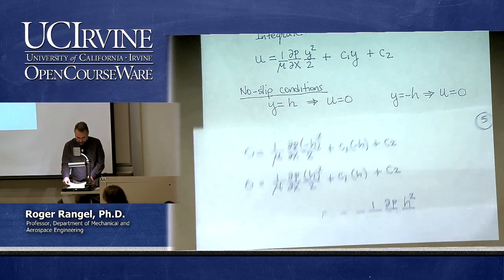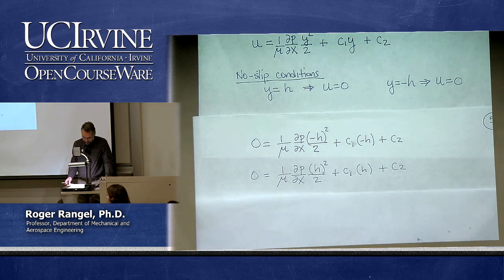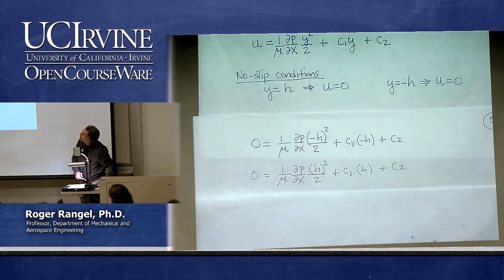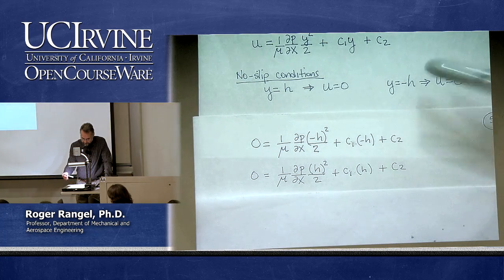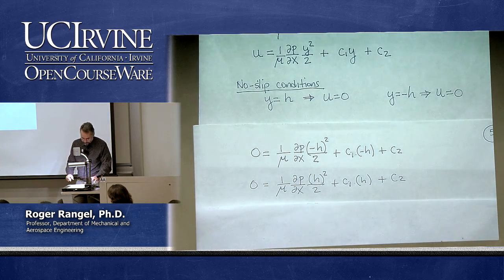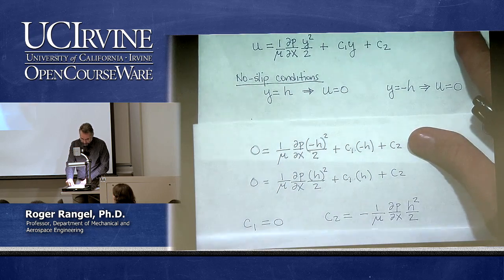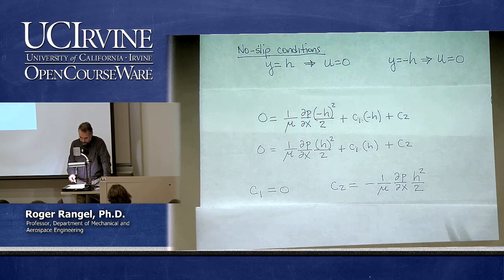So I put those in there. Here I'm evaluating the expression that I got at each of the boundaries, at minus h and plus h, and setting the velocity to 0. That's what allows me to find C1 and C2. Again, it's just algebra from that point on.